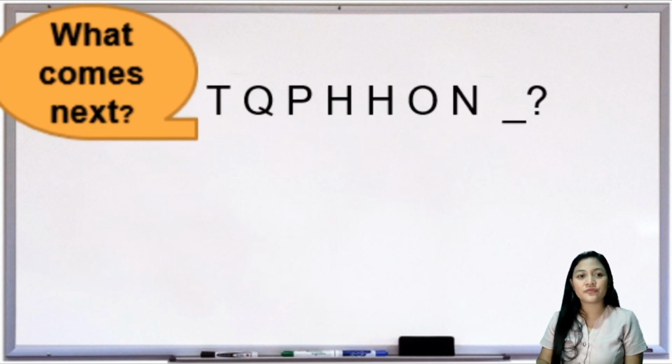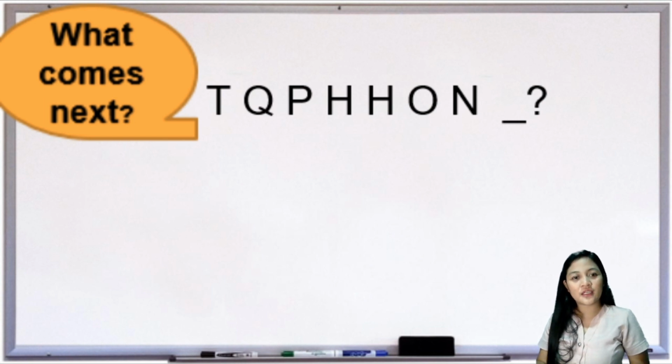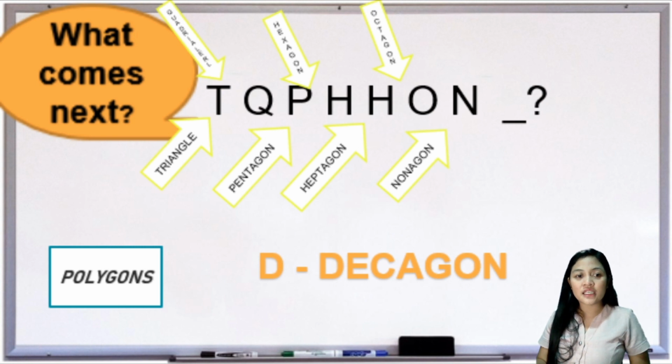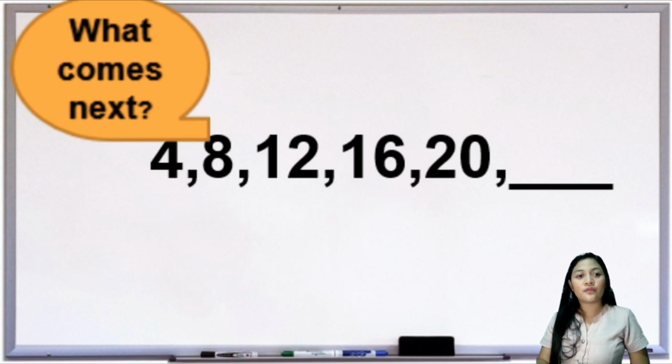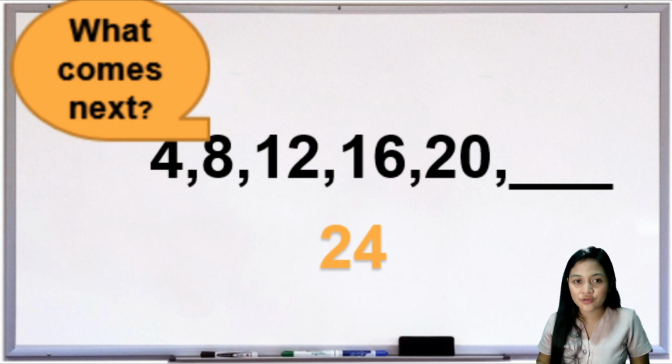What comes next? For TQPHHON. What comes next? Okay, that will be D for decagon. These are the polygons. What comes next? F for 8, 12, 16, 20. That will be what number? That's 24. You're going to add 4.